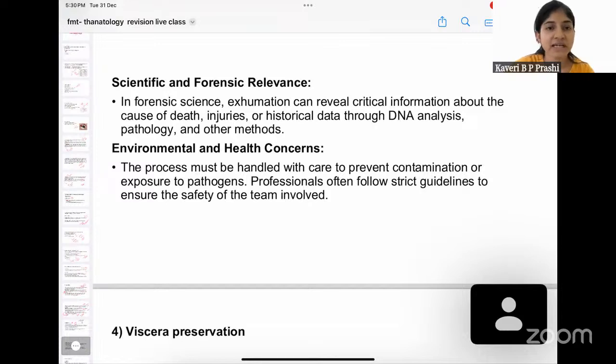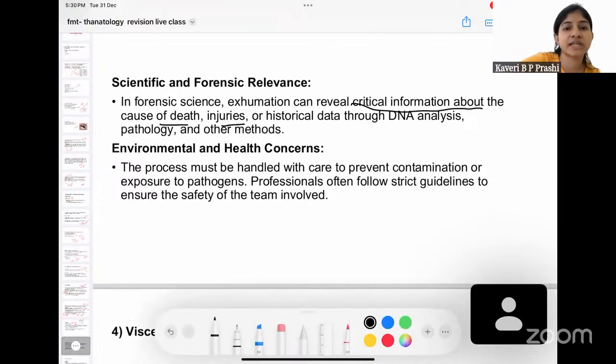In forensic science, exhumation can reveal critical information about the cause of death, injury, and historic data through DNA analysis, pathology, and other methods. So basically, you understand that various data can be collected even in a body that has already been buried. What are the environmental and health concerns?